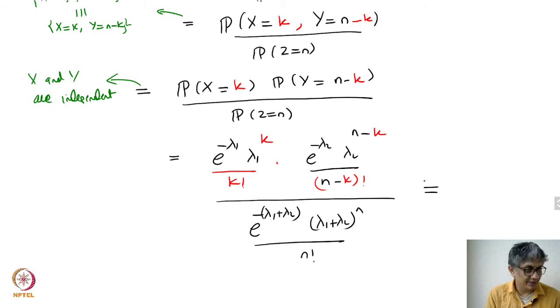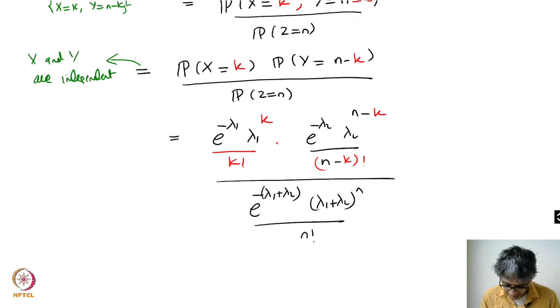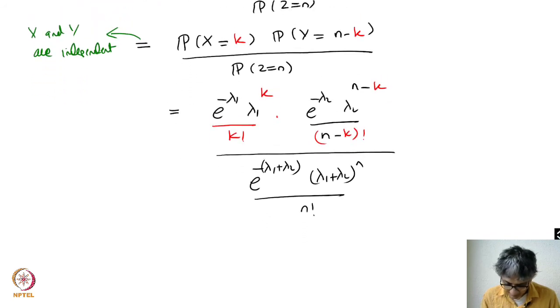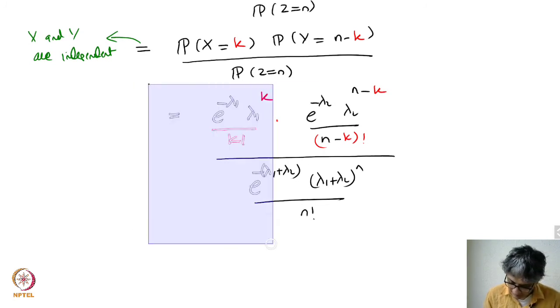So I do this whole jugglery, up and down. I'll get n factorial at the top, by k factorial, n minus k factorial. And then all the e's will cancel off, and only lambdas will remain. So I'll get lambda 1. Maybe I'll write it on the next line, since this is too short to write here. So maybe I'll move it across. So this whole thing will move across.